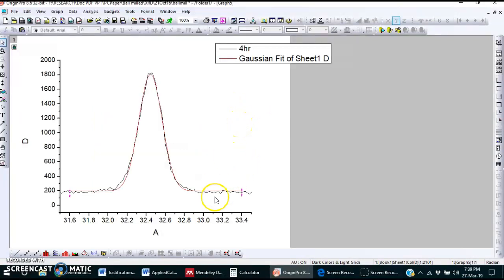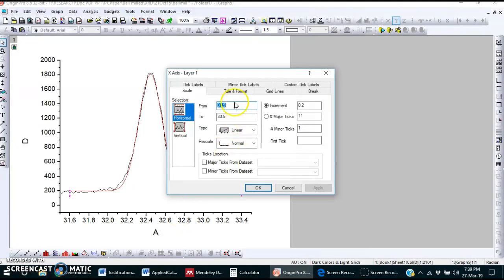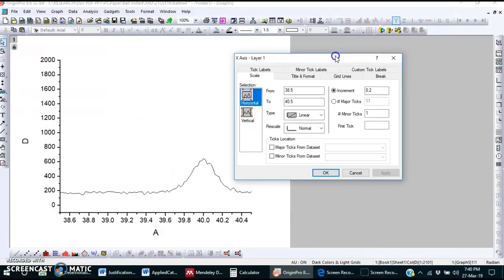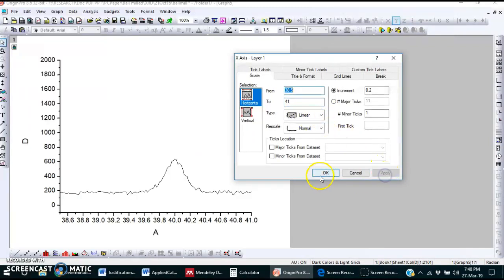So delete this. The second peak was around 39, so I will change the range to 38.5 and 40.5. Okay, make it 41. Yeah, then this range is around 800.